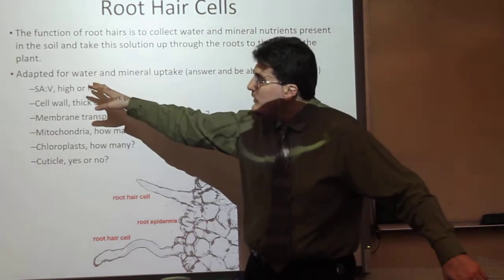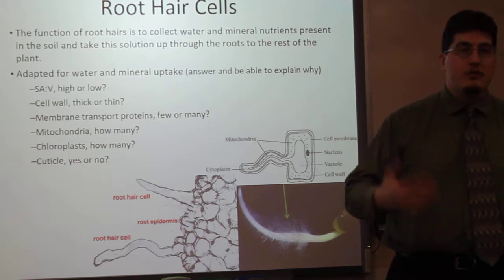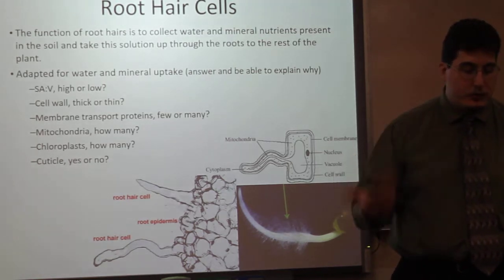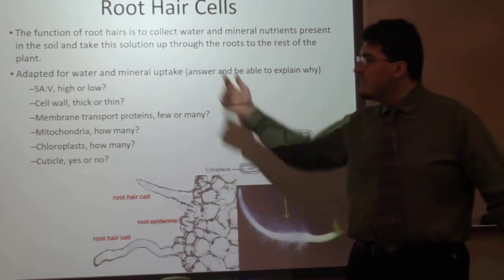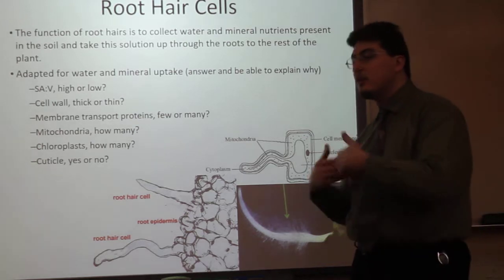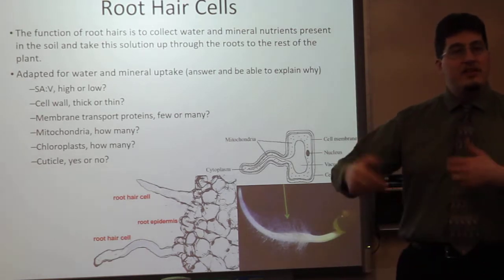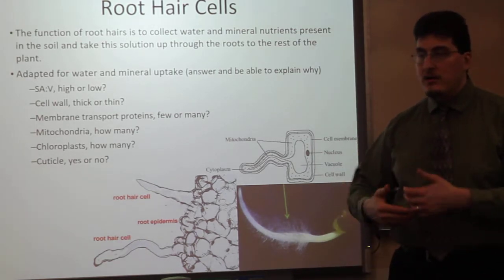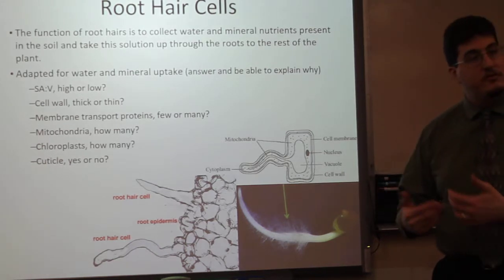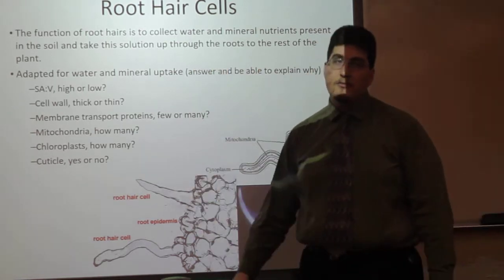Its surface area to volume ratio is high. Surface area is directly correlated with the rate of diffusion. So higher surface area allows for greater rate of diffusion. Thin cell wall, decreased distance over which to diffuse those substances, so increasing rate of diffusion. Increased membrane transport proteins. That means that you have effectively a greater surface area for facilitated diffusion and active transport. You can transport more of this stuff.